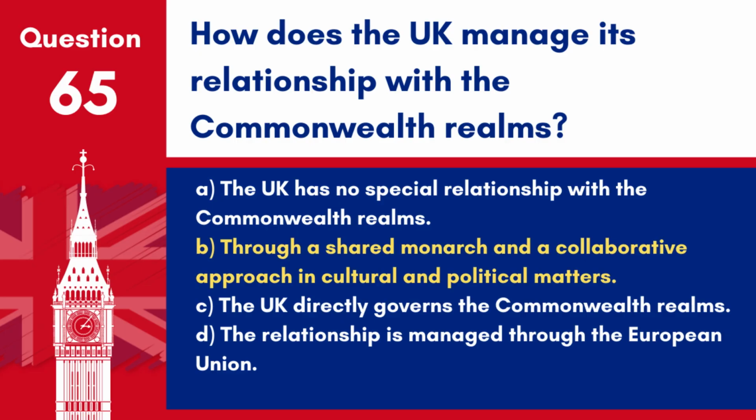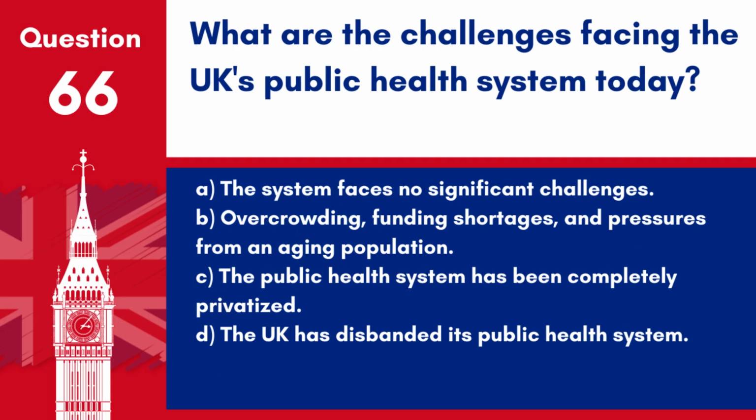Answer: B. Through a shared monarch and a collaborative approach in cultural and political matters. The UK and the Commonwealth realms share a monarch and often collaborate on various diplomatic and cultural initiatives, maintaining a relationship based on mutual respect and shared history. Question 66. What are the challenges facing the UK's public health system today?